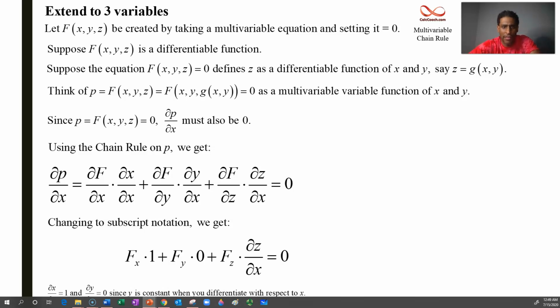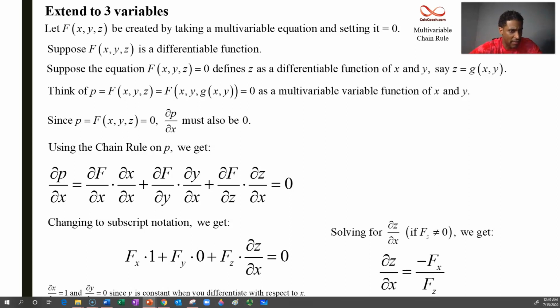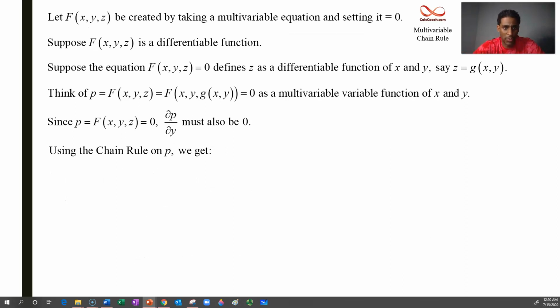And so therefore we have the following formula then. The other variable zeroes out, the F with respect to y part zeroes out. Now we're going to solve for dz dx by subtracting the F sub x over and dividing by F sub z. So here's the formula. If you have a multivariable function that is defined as an implicit function, with no way to just have z equals f of x, y, we can treat z as equal to g of x, y, symbolically. And now we can take z's derivative with respect to x. And we can just do this all over again to get z's derivative with respect to y.